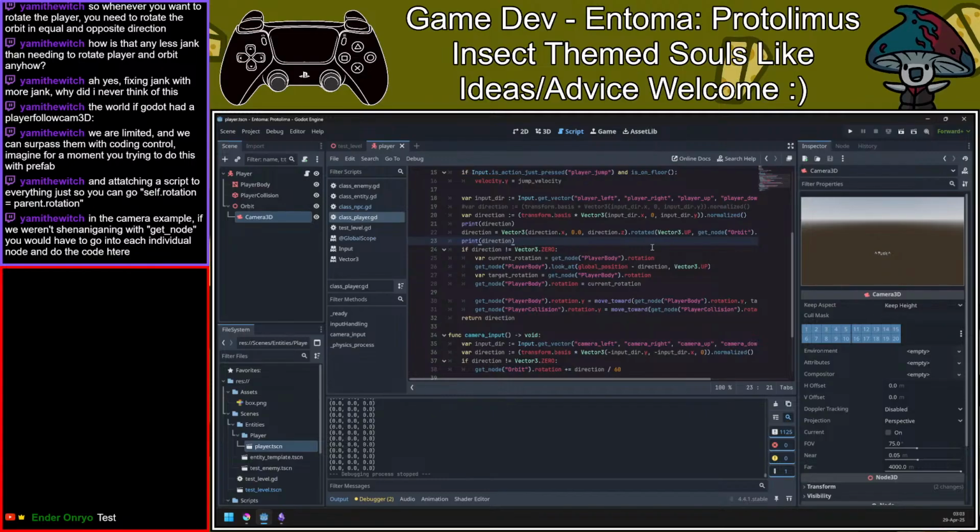In the camera, if we weren't shenaniganing with get node, we would have to go into each individual node and do the code there. Yeah, but that's why we have a get node. Why would we attach a script to everything? That sounds horrible.